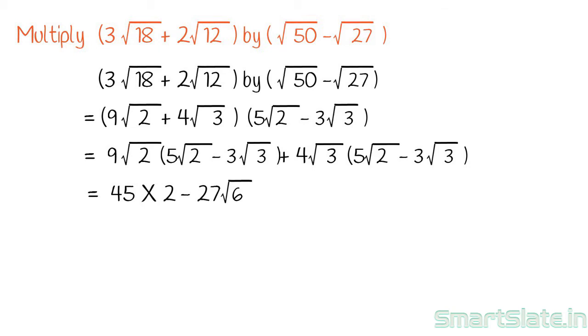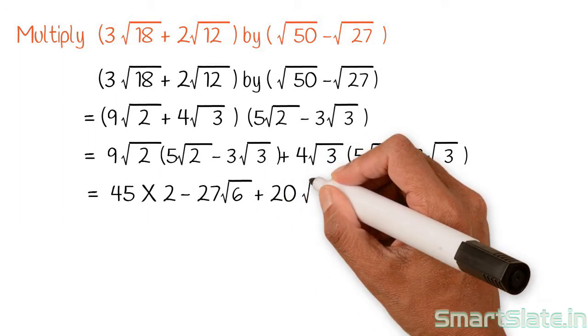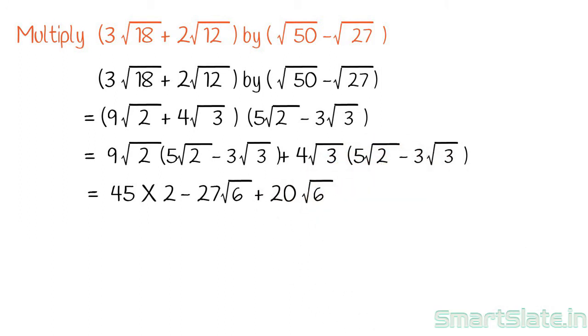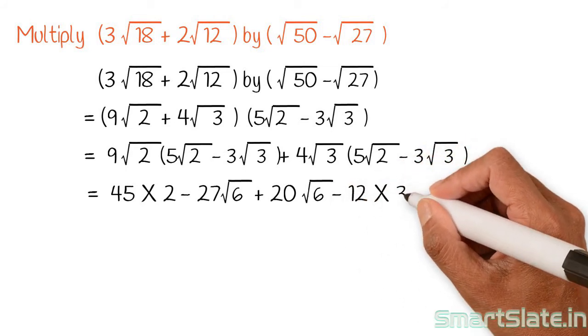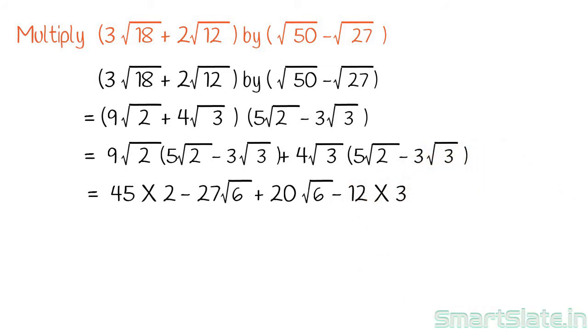Similarly, multiplication of 4 into square root of 3 with 5 into square root of 2 is 20 into square root of 6. And multiplication of 4 into square root of 3 and minus 3 into square root of 3 is minus 12 into 3. The multiplication of coefficients 4 and 3 is 12, and multiplication of square root of 3 and square root of 3 is 3.